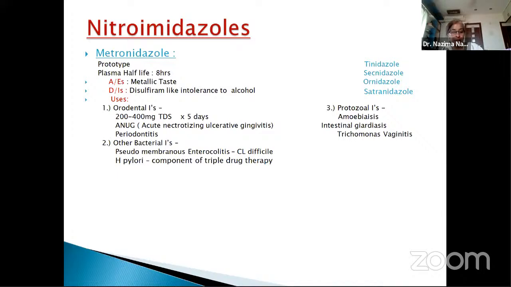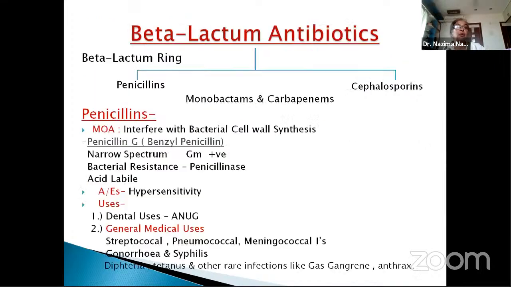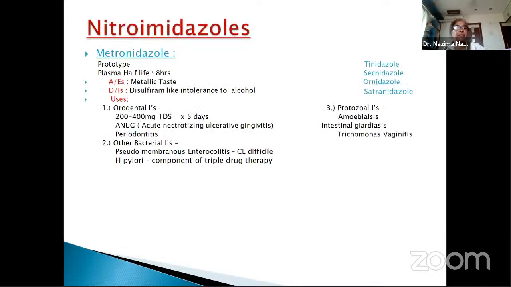Now we come to the other group of drugs, which are the nitroimidazoles. In this topic, we have metronidazole, which is the prototype drug. Again, metronidazole is an important drug. A short note can be asked on this topic. This drug is the prototype drug in the nitroimidazoles. The plasma half-life of this drug is about 8 hours, so it can be given thrice a day.